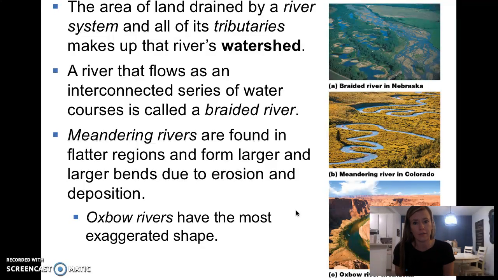Now we're going to talk about a few different types of rivers. The landscape determines where the rivers will flow because, as we talked about, gravity is what makes these rivers flow, right? They're flowing downstream. So the landscape determines which is the lowest part and where the water will flow. The landscape determines where the rivers will flow, but the rivers can also shape the landscape.